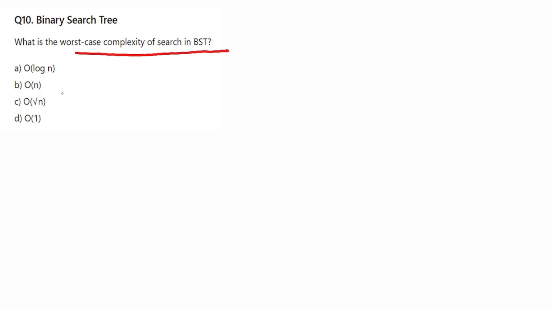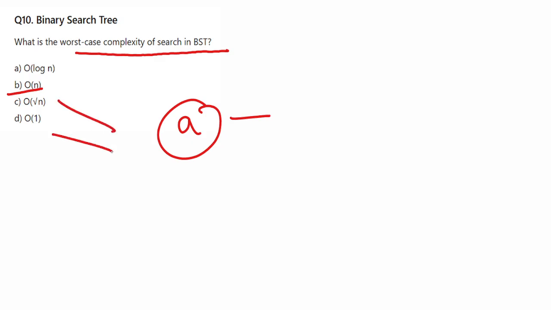So the correct option here is O(N), because if the tree becomes skewed, then the worst case is O(N). Why are the other options wrong? Option A is used only in a balanced BST. Options C and D are invalid here.